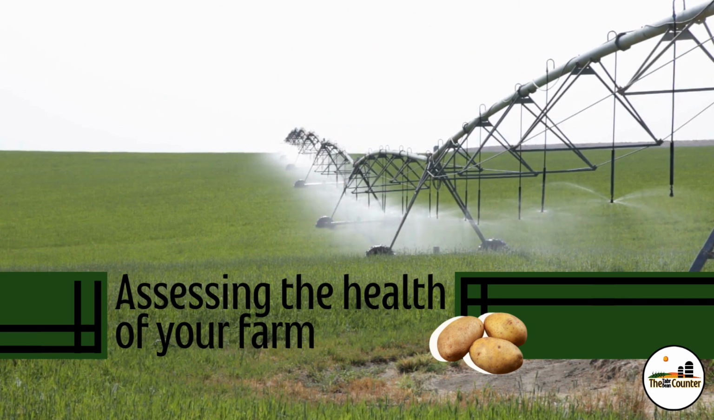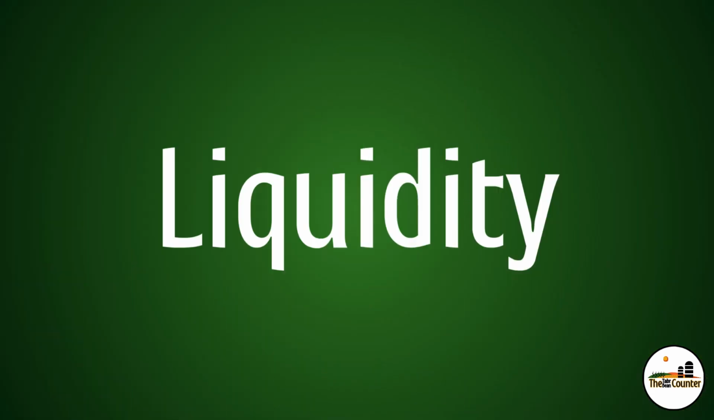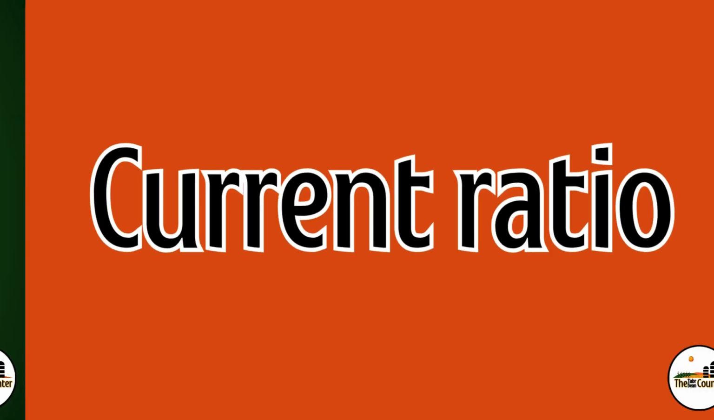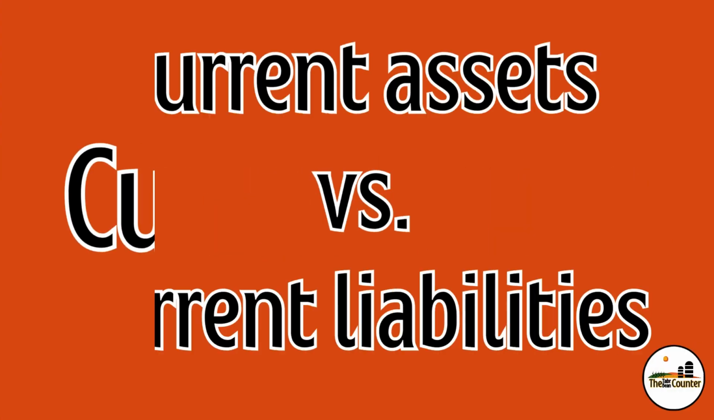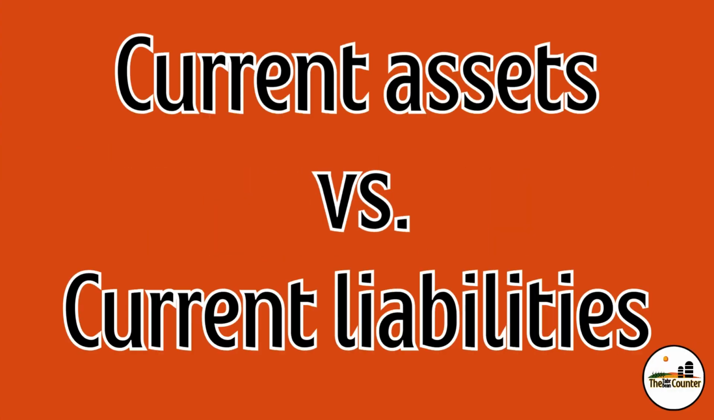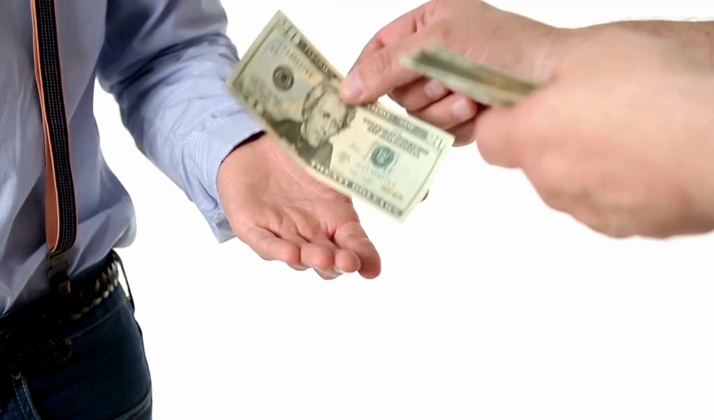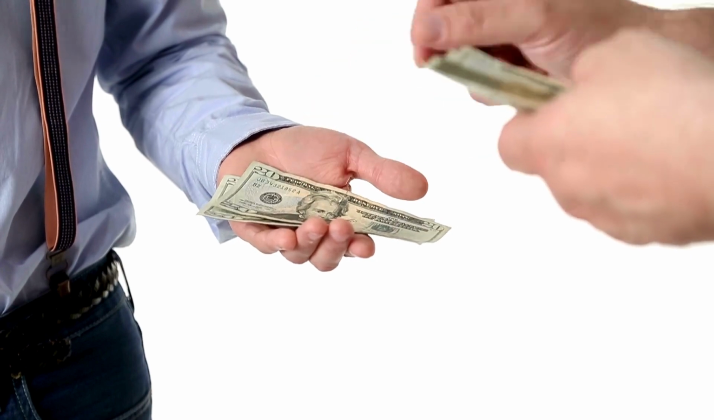When assessing a farm's liquidity, the first ratio we're going to look at is the current ratio. This ratio compares a farm's current assets to its current liabilities and is used as a test of financial health since it shows a farm's ability to pay off its short-term debts.